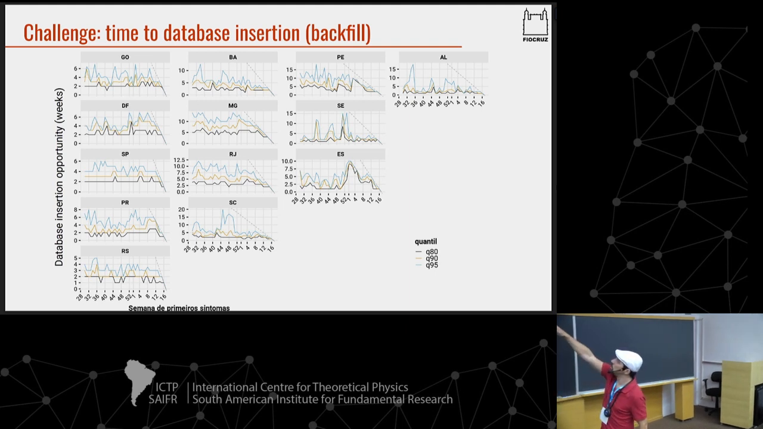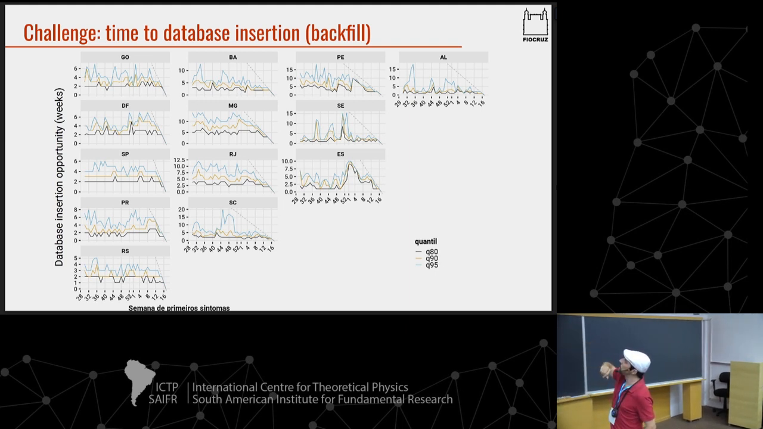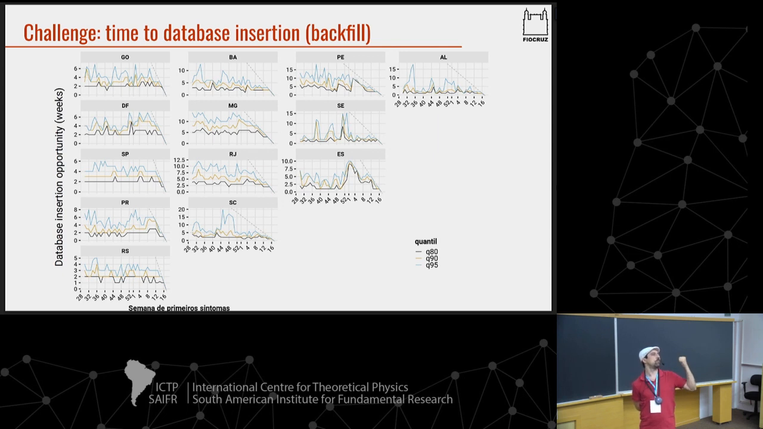Now, the dashed diagonal that you see over there is what we call the event horizon, more or less, right? Because since we are looking at any given week, how long it took for cases to be inserted into the database, if we are looking at the pattern for last week, we only have last week and this week of database insertion. So at most, cases so far would have been inserted into the database after 1 week only.